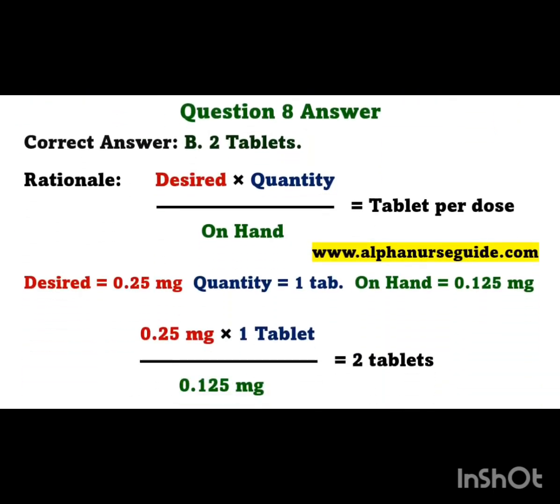The correct answer is B. 2 tablets. Rationale: the formula for this question is desired times quantity over on hand equals tablets per dose. So in this question, desired is 0.25 milligrams, quantity is 1 tablet, on hand is 0.125 milligrams. You plug these numbers into the formula, so 0.25 milligrams times 1 tablet over 0.125 milligrams equals 2 tablets.